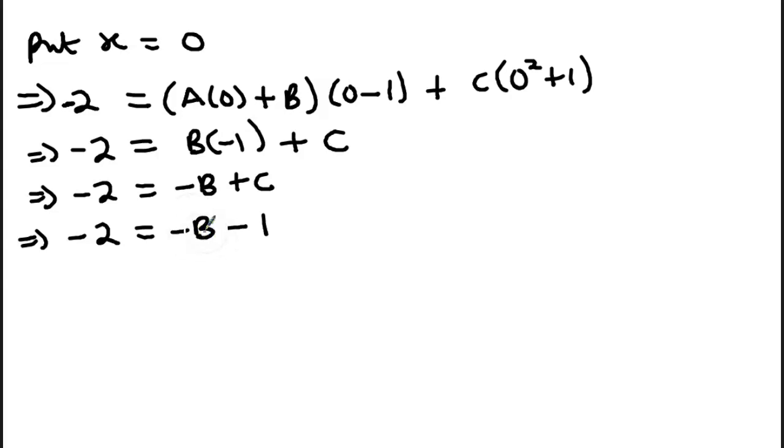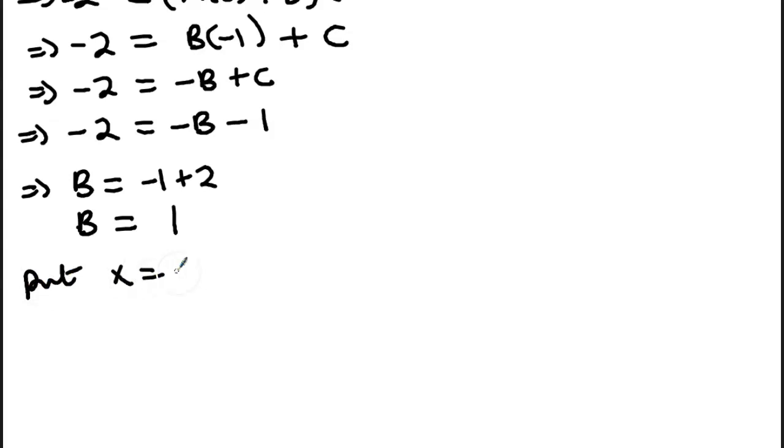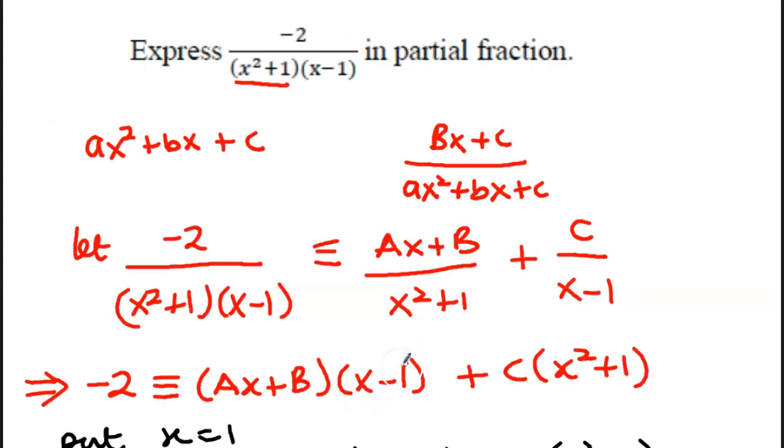So we want to find b. Let's send b to the right hand side. So b will be equal to minus 1 plus 2, so b is equal to 1. Once again, we are left with the value of a, so we can take another value. Let's put x equal to minus 1. Wherever you see x, you put minus 1 there.